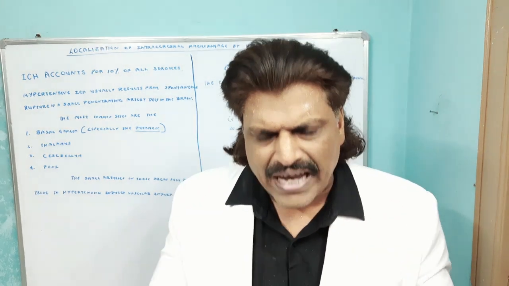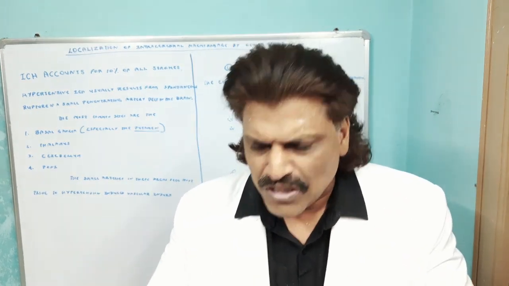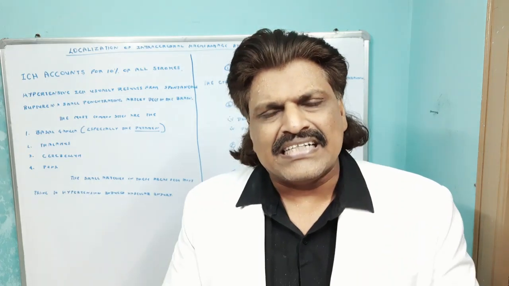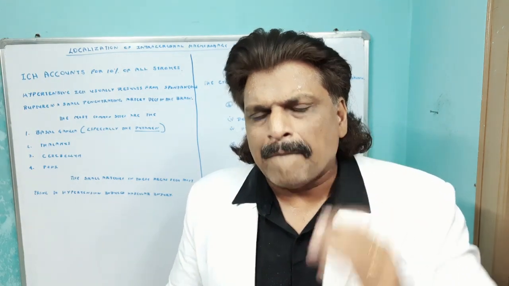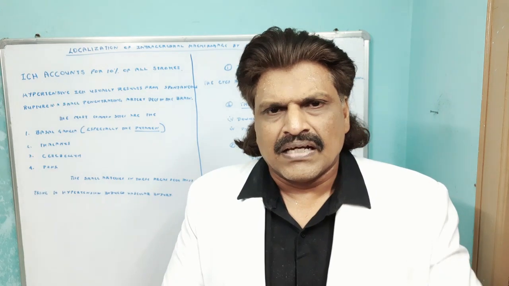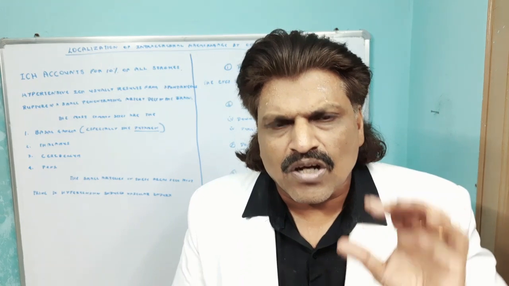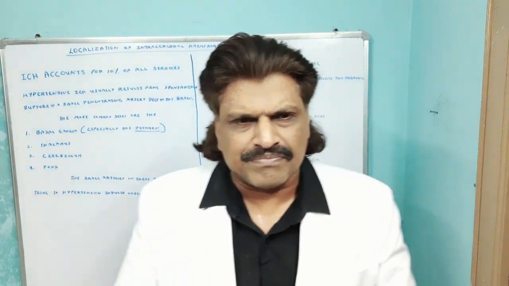Now next comes thalamic hemorrhage. So how can we diagnose thalamic hemorrhage? Just by looking at the eyes clinically. Thalamus is just above the midbrain. So when there is thalamic hemorrhage, it will go and impinge on the top of the midbrain, that rostral portion of the midbrain.